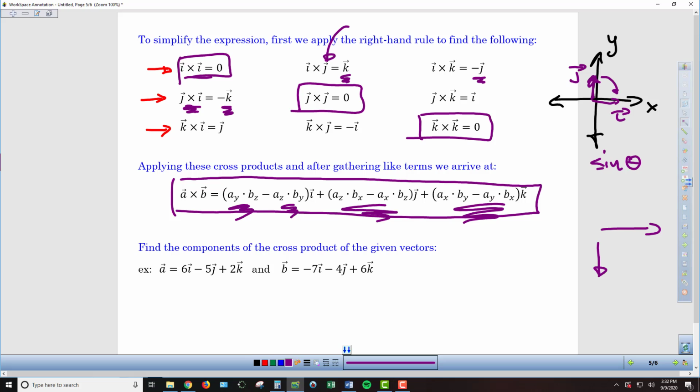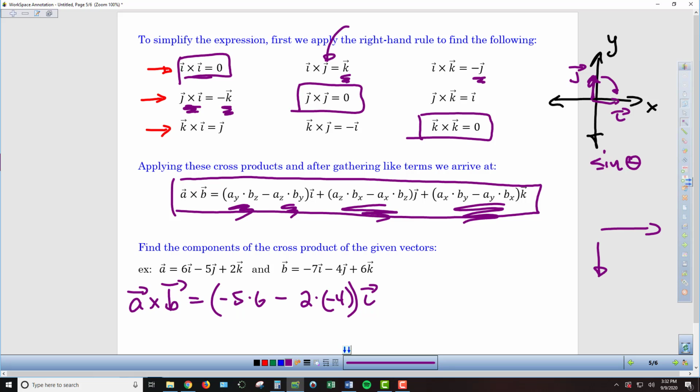So what we can do now is take that formula and use it to find the components of the cross product of the vectors that we see in front of us. And so I'm going to do just exactly that. I'm going to take this first part, so I've got ay, the j component of this first one, negative 5, times the z component of b, so times 6, minus the z component of a, 2, times the y component of b, which is negative 4. And so that taken together is going to give me my i component.